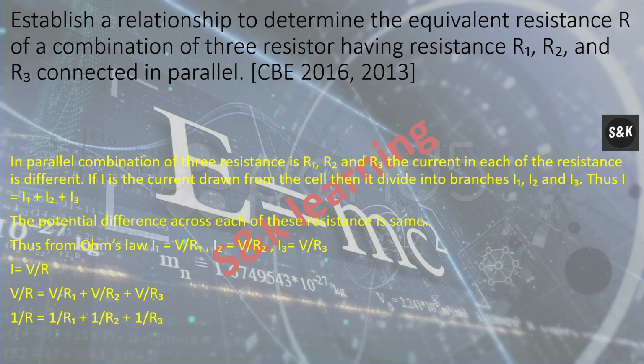Thus from Ohm's law, I1 equals V by R1, I2 equals V by R2, and I3 equals V by R3. So I equals V by R. Putting the values, we get V upon R equals V upon R1 plus V upon R2 plus V upon R3. This implies that 1 upon R equals 1 upon R1 plus 1 upon R2 plus 1 upon R3.